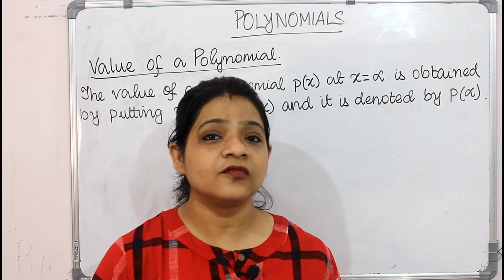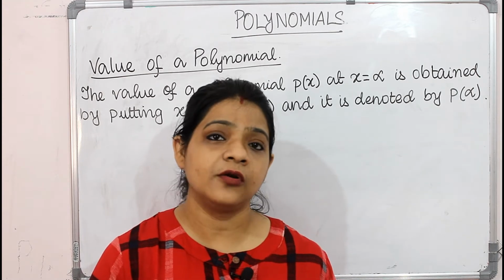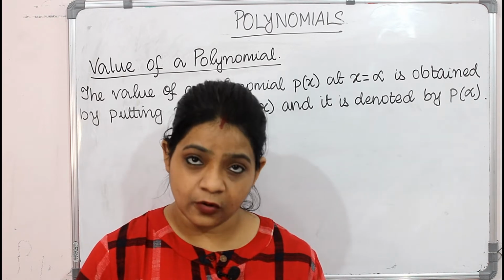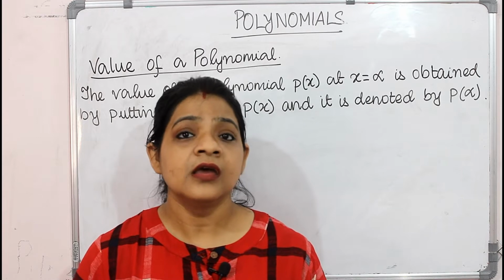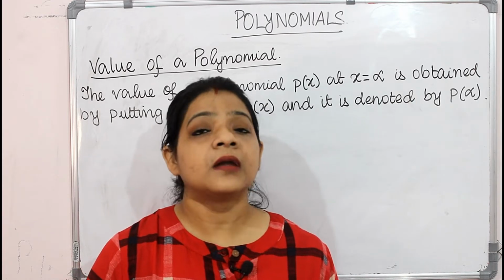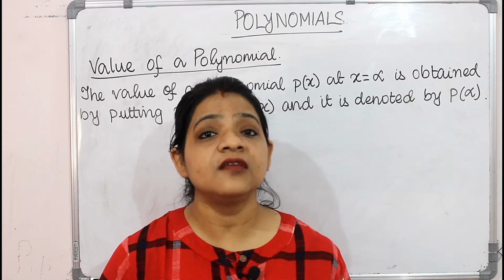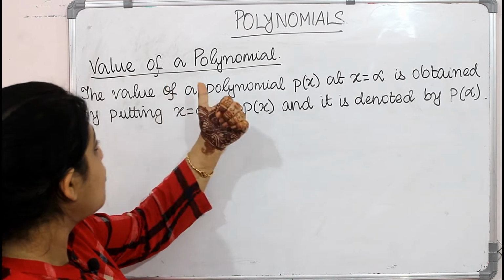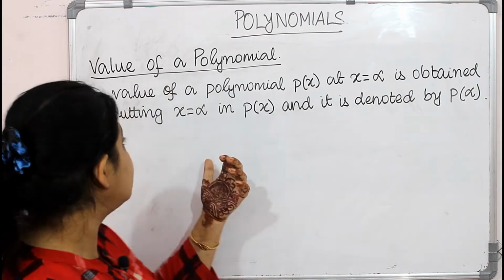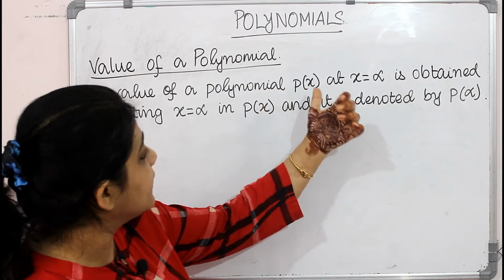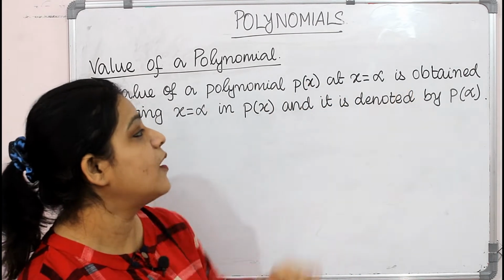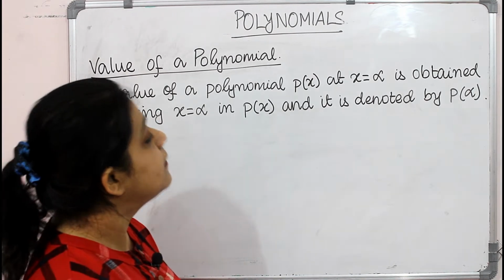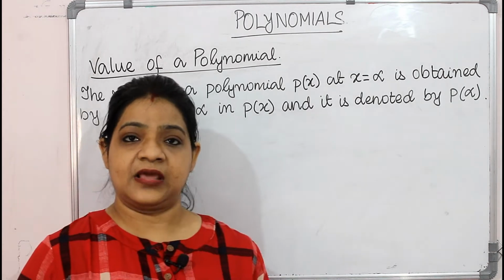So in the previous class, we studied degrees of a polynomial and solved some sums related to degrees of a polynomial. Today we are going to study zeros of a polynomial. But before that, you should know what the value of a polynomial is. So let's go by the statement. The value of a polynomial p(x) at x equal to alpha is obtained by putting x equal to alpha in p(x), and it is denoted by p(alpha).